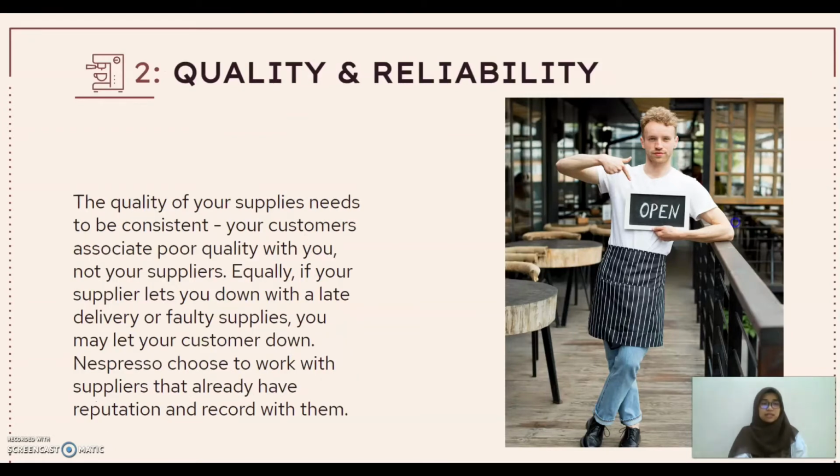Secondly, quality and reliability. The quality of your suppliers needs to be consistent. Your customers associate poor quality with you, not your suppliers. Equally, if your supplier lets you down with a late delivery or faulty supplies, you may let your customer down. Nespresso chooses to work with suppliers that already have a reputation and record with them.